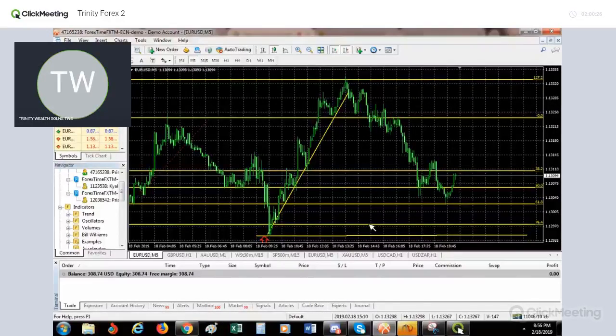Although it's still risky, because the market may not really just retrace, it may be reversing, and you never know when it is reversing.